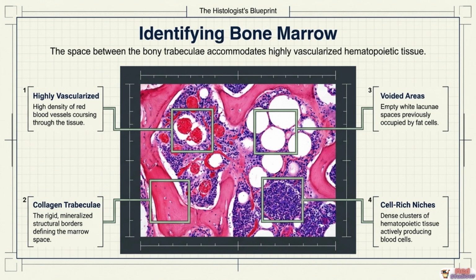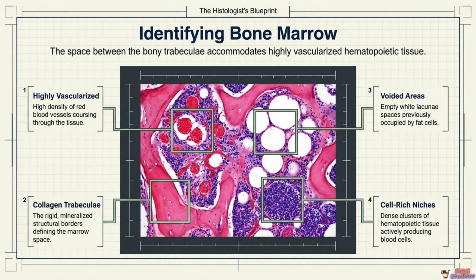Third, the voided areas. Scattered throughout the section are empty white circular spaces. These are lipid-filled fat cells, adipocytes, whose fat dissolved during tissue processing, leaving behind ghost-like lacunae. The ratio of fat to hematopoietic tissue changes dramatically with age. In newborns, virtually all marrow is red, active and hematopoietic. By adulthood, the appendicular skeleton has largely converted to yellow marrow, fat-filled and relatively inactive.